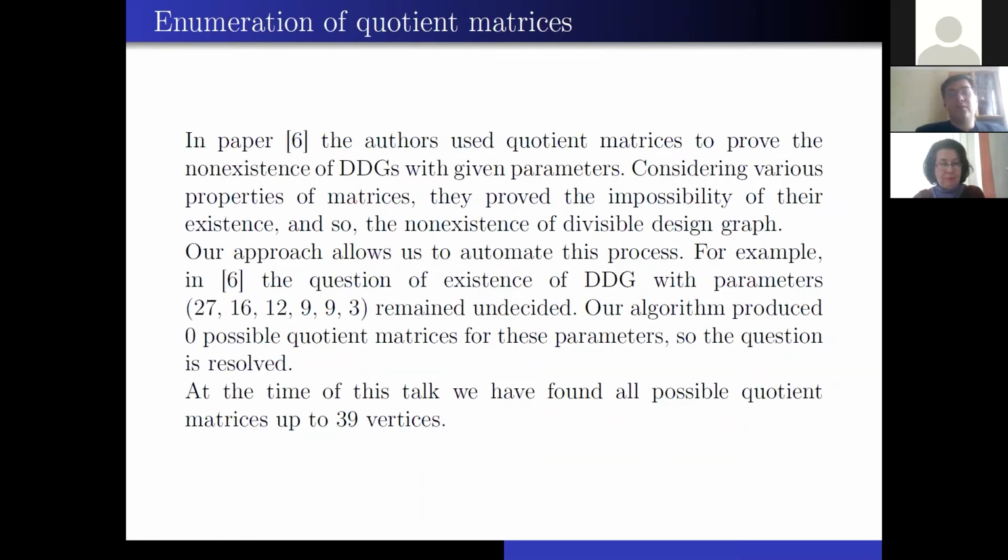In this paper, the authors used quotient matrices to prove the non-existence of some DDGs with given parameters, considering various properties of matrices. They proved the impossibility of their existence, and so the non-existence of divisible design graphs. Our approach allows us to automate this process. For example, this exact case for 27, 16, 12, 9, 9, 3 remained undecided. Our algorithm produced 0 possible quotient matrices for these parameters, so there are no divisible design graphs with these parameters, and the question is resolved. At the time of this talk, we have already found all possible quotient matrices up to 39 vertices.